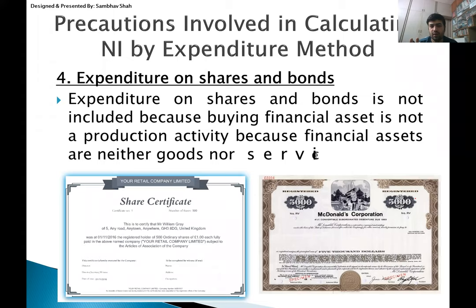Also because the financial assets are neither goods nor services. So there are two reasons. Ek to productive activity bhi nahi hai. Aur dusra reason ye bhi jaan lena zaruri hai ki wo na hi goods hai aur na hi services hai. So agar goods aur services ki baat kare, aur uska kuch production kare aur uspe kuch expand kare, to main bol sakta hu okay fine, par yahan pe ye dono hi nahi hai.